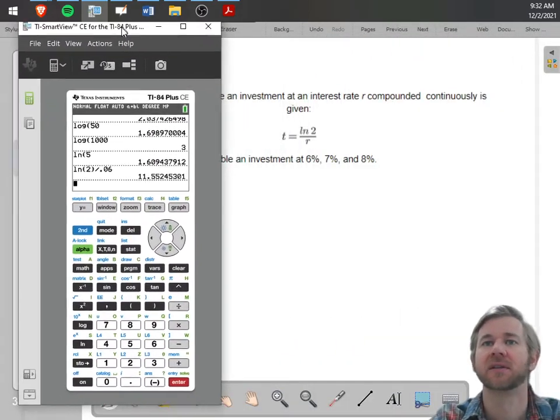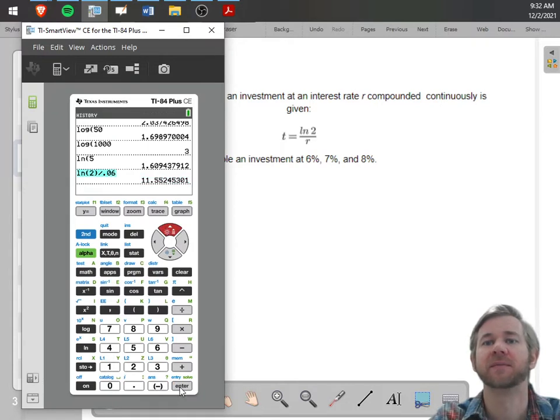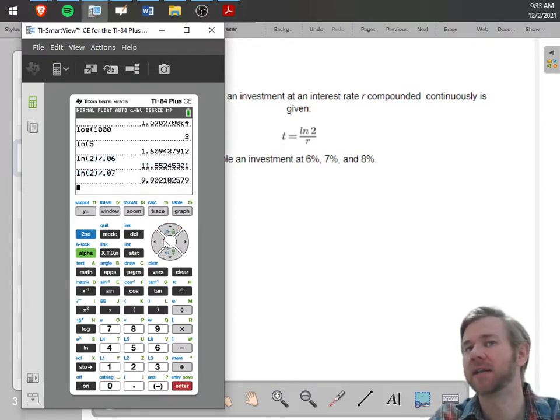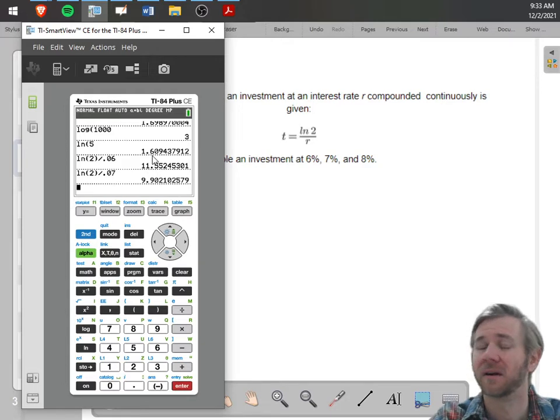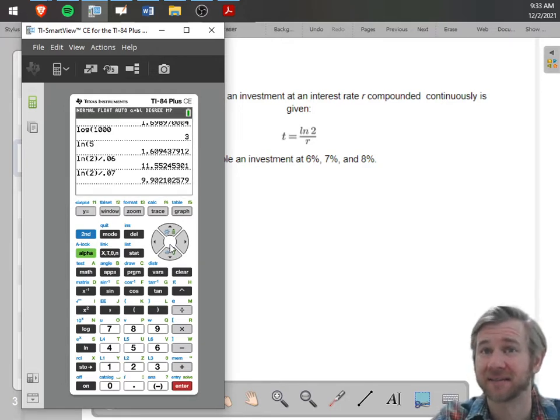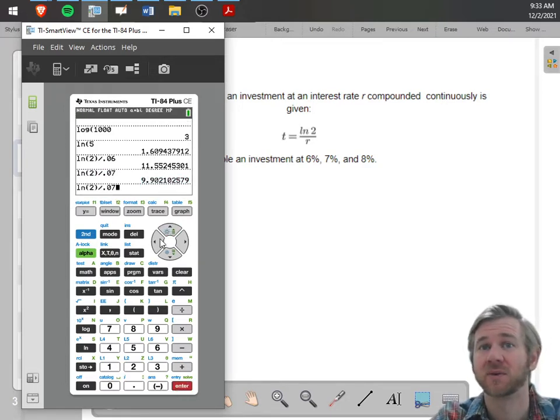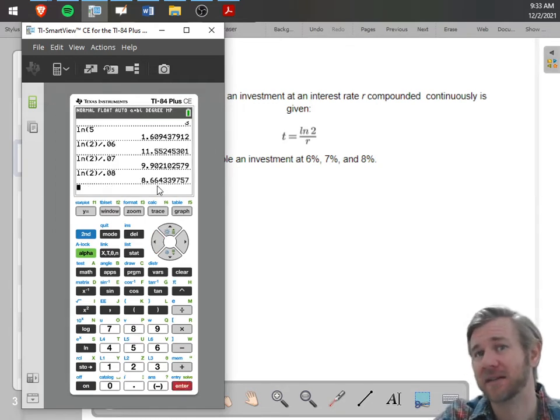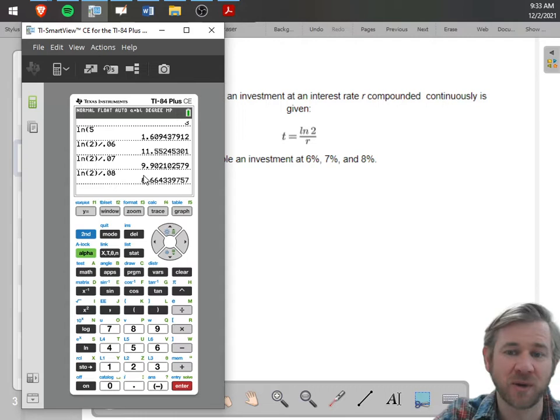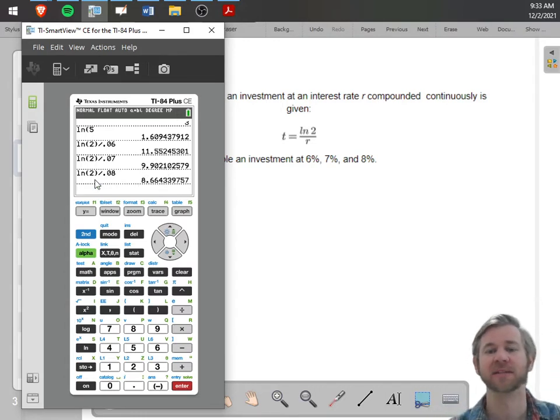Those are years. If you do it with 0.07 to double your money, it takes 9.9 years. Now, that's 1% more interest, but notice how it took a year and a half less. Okay, let's do it with 8%. If it's 8%, you double your money in 8.6 years. So we're saving almost 3 years with 2 percentage points.